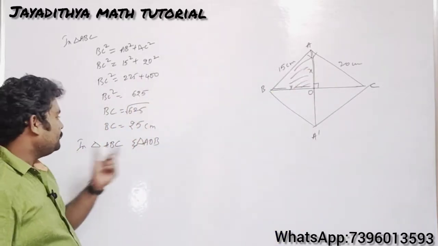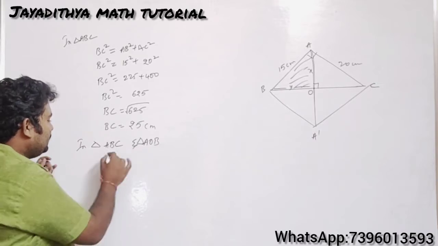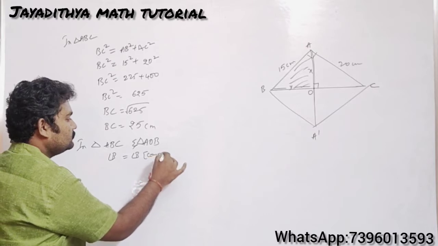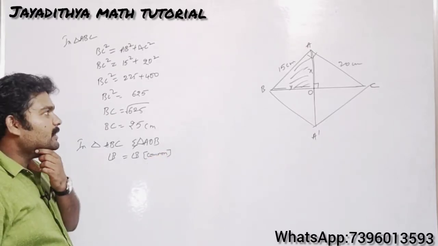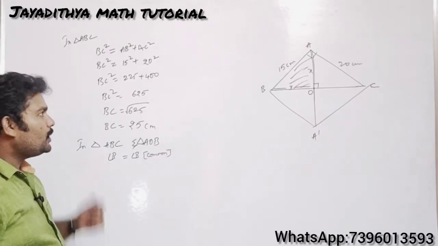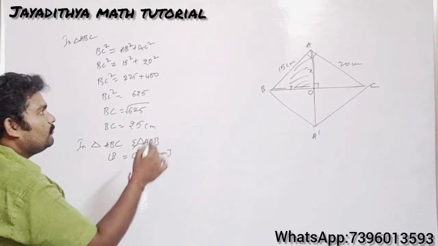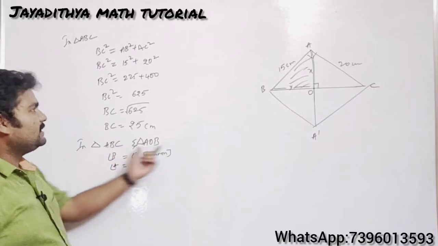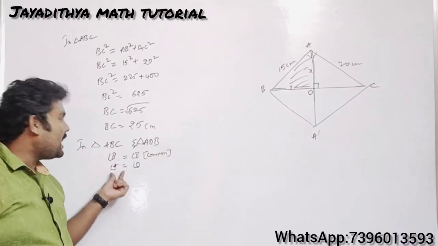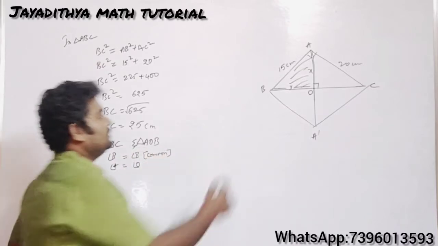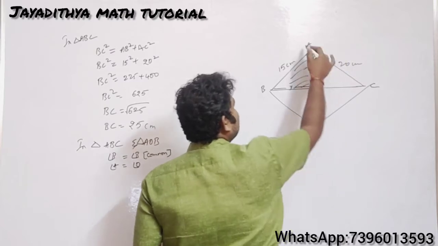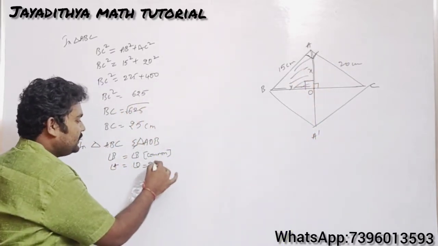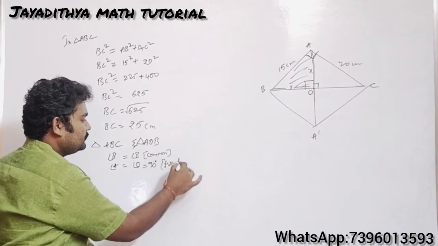So what happens here? In these two triangles, you have angle B as common, right? Angle B is equals to angle B, that is common. Clear now? That will be common here. And also what you can say here, angle A is 90 degrees here, and here angle O is 90 degrees. In triangle AOB, angle O is 90 degrees, and in triangle ABC, angle A is 90 degrees. So this is equals to 90 degrees. From figure you can write.